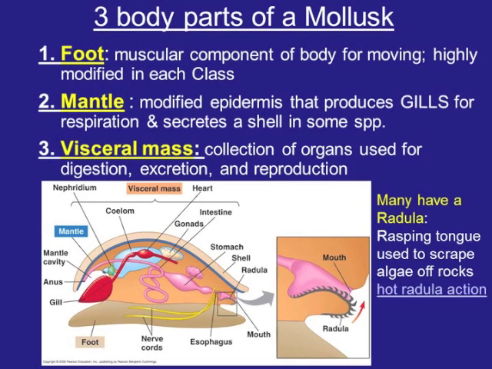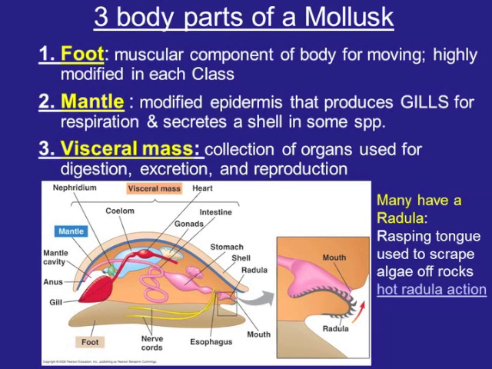Let's take a look at our bottom diagram there. We can see the visceral mass is a very large portion. We see the mantle highlighted in blue. And then we can see the foot, which is highlighted in beige. This is a snail, so we can see there are nerve cords running into the foot, controlling locomotion. We have a gill in the back. We have an anus that is connected to the intestine, the stomach, and of course the esophagus, and then the mouth.